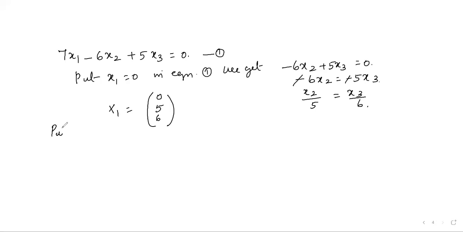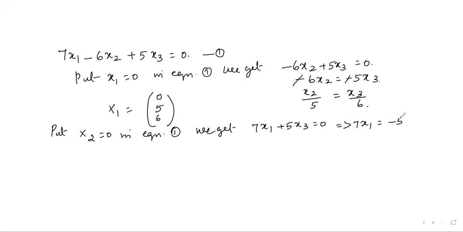Now in order to find the second eigenvector, put x2 is equal to 0 in equation 1. Substituting x2 is equal to 0, you will be getting 7x1 plus 5x3 is equal to 0. So 7x1 is equal to minus 5x3, and therefore x1 by minus 5 is equal to x3 by 7. The corresponding eigenvector is x1 is minus 5, x2 is 0, x3 is 7. This is the second eigenvector.